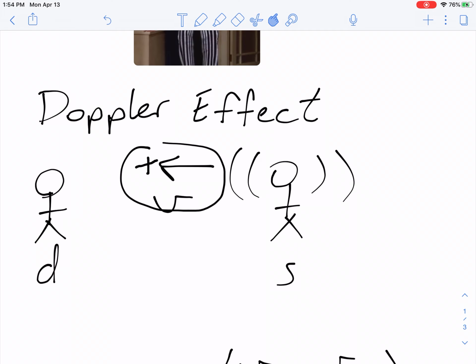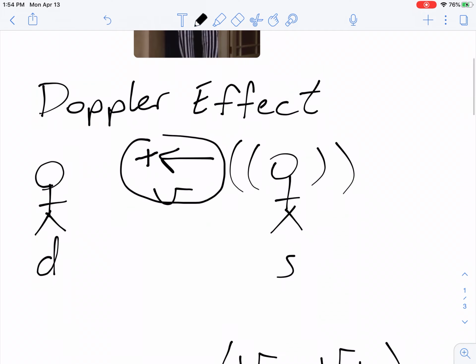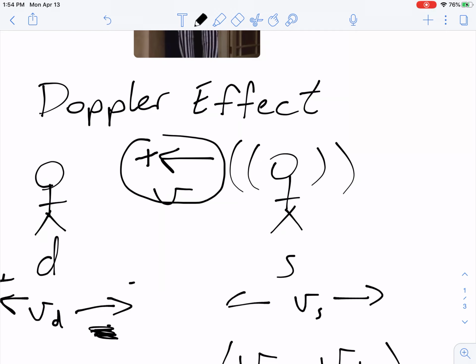All right, the detector. Let's see here. The velocity of the detector could be 0, no biggie. The velocity of the detector could be that way. The velocity of the detector could be that way. In this coordinate system, that velocity right here would be negative. That one would be the positive one. The source. The source could have a velocity of 0. The source could be going that way. The source could be going that way. In our coordinate system, that would be positive. That one would be negative.